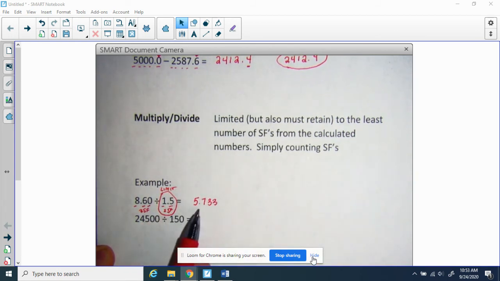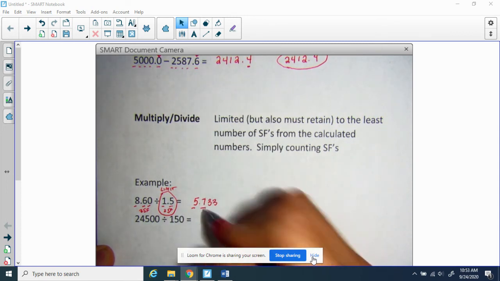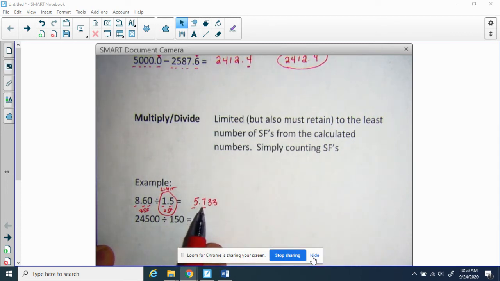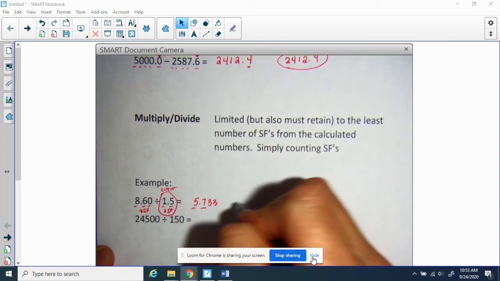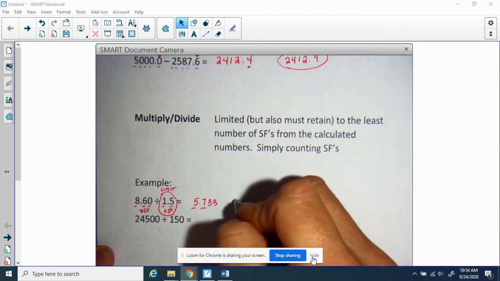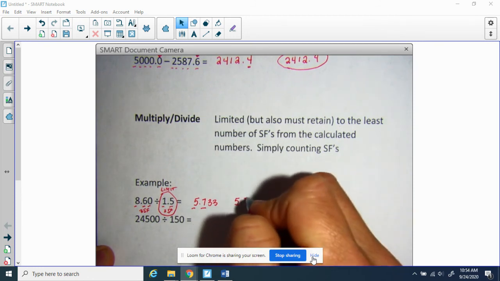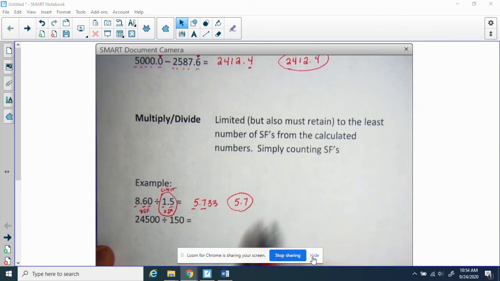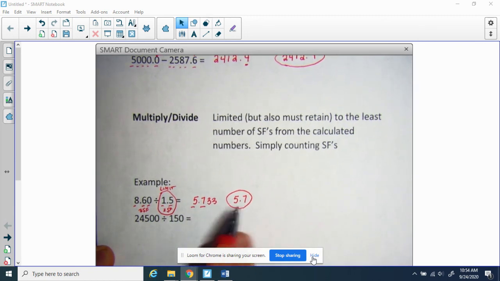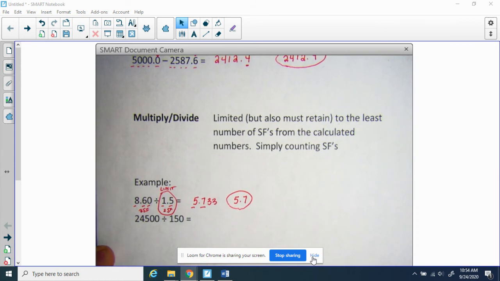That means my answer must only have 2 significant figures. So if I read this answer left to right, I count 1, 2. I'm going to stop this number here where the 7 is, but I have to still apply my rules of rounding. I look to the right. It's less than 5, so it stays a 7. 5.73333 turns out to be 5.7 is the final answer. It only has 2 significant figures because this original number only had 2 sig figs. Let's see another example.